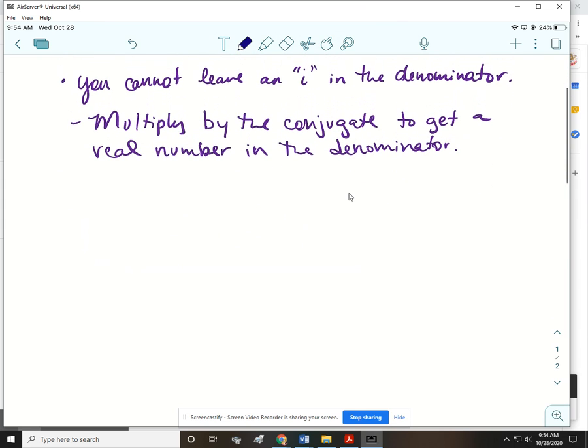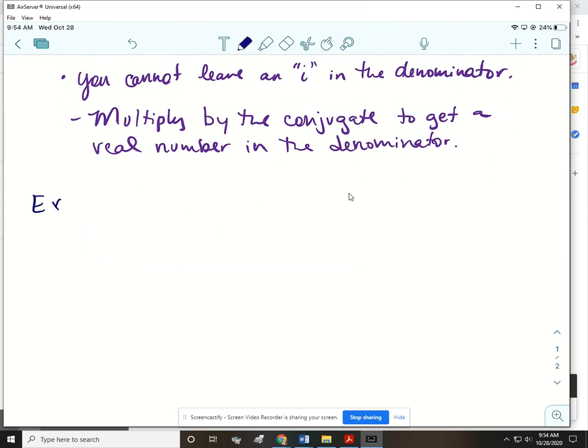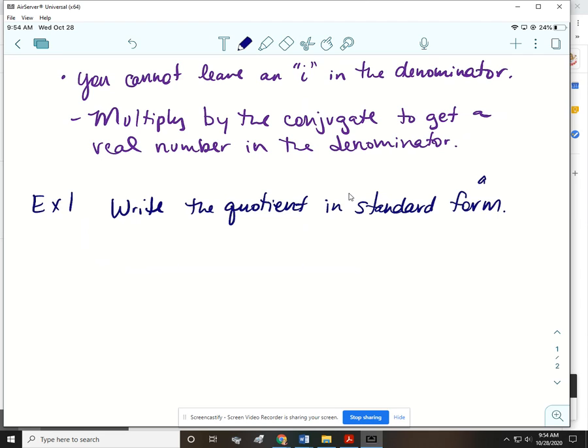All right, so let's look at some examples. So the directions for example 1 are to write the quotient in standard form. And then don't forget, standard form is a plus bi. All right, so our first quotient is 18 minus 8i all over 2i.